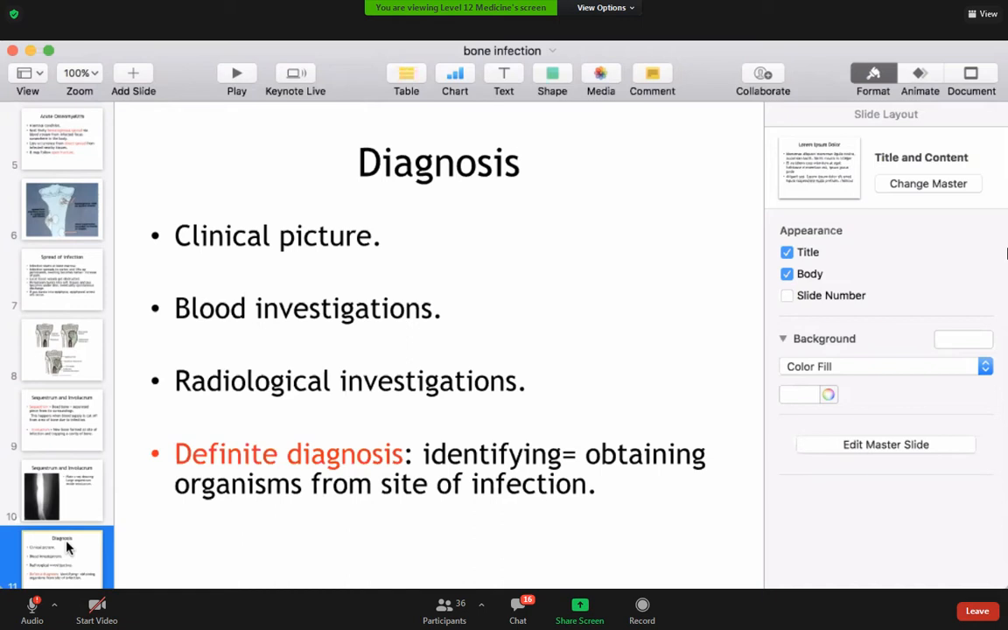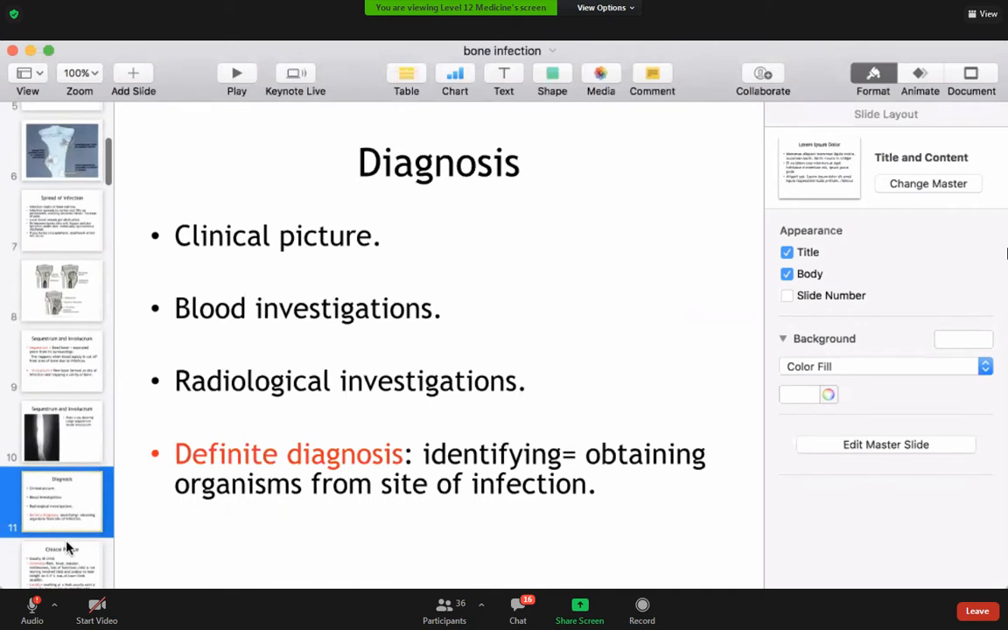So to diagnose a patient with infection, you have to do history, physical examination, blood tests, images, and reach a differential diagnosis, or reach the definitive diagnosis by obtaining tissue cultures.